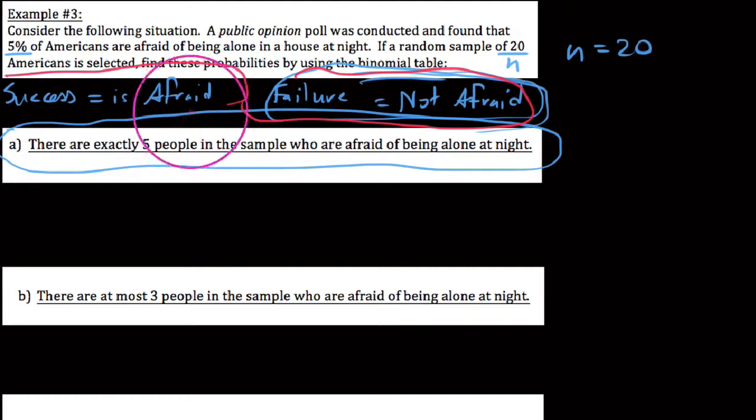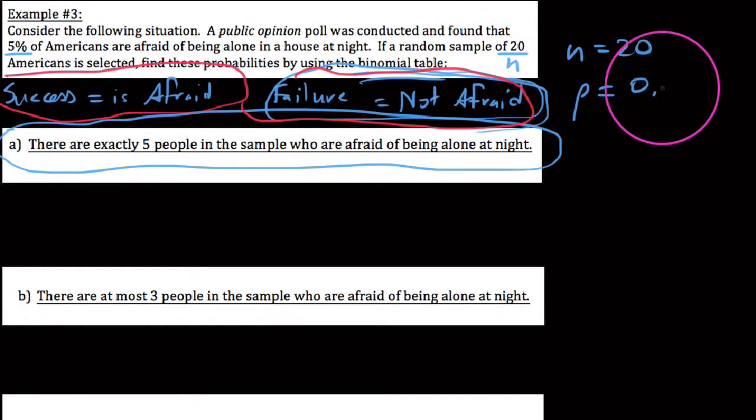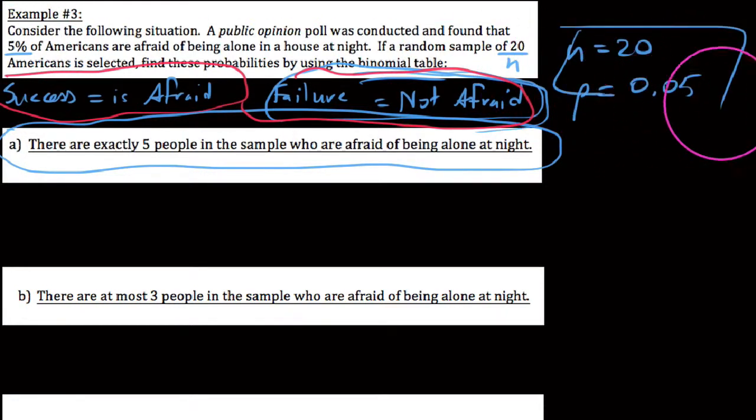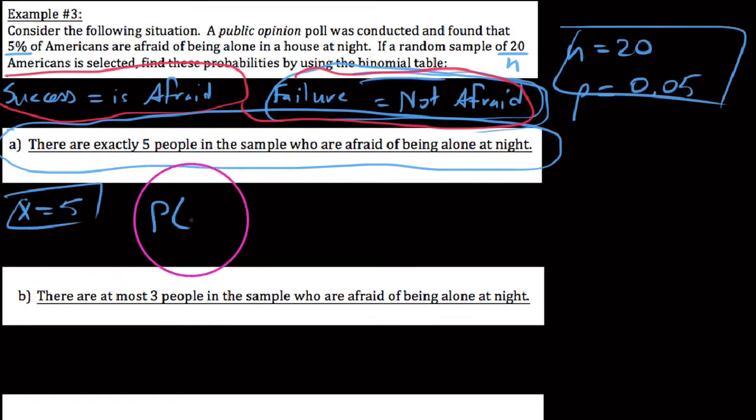So we have success and failure defined. Essentially, the number of trials we have is 20. And the probability of getting a success is a 5% chance that they're afraid at night, so 0.05. This is going to be true for all these probabilities that we find here. We say find the probability that exactly 5 people are afraid. In this case we want 5 successes. So we're going to write down the probability we want: probability of 5 people scared out of 20.